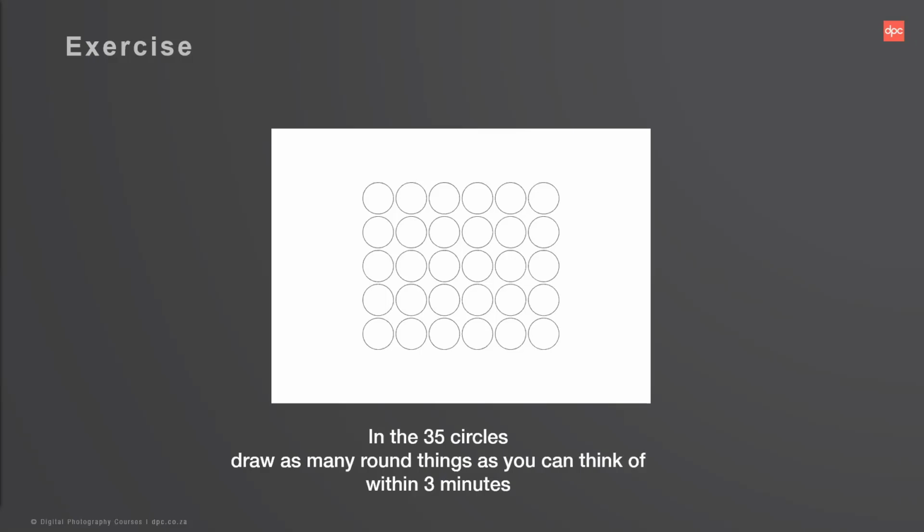Okay, so everybody's set. You're as set as you're getting. In the 35 circles, draw as many round things as you can within 3 minutes. That's about 5 seconds per circle. So don't linger. It's not about detail. It's about quantity. Go.